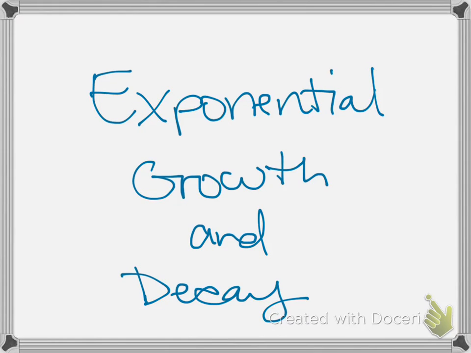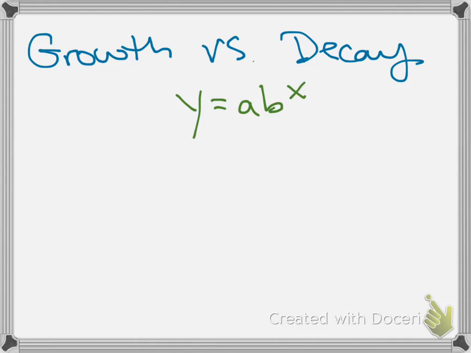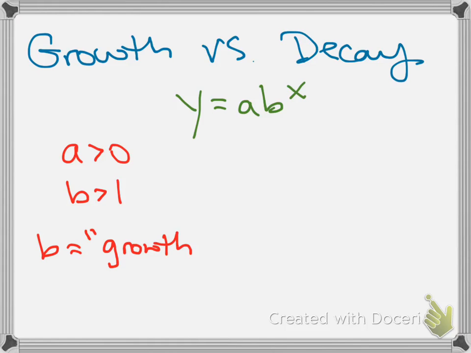In this video, we're going to talk a little bit more about the differences between exponential growth and decay. So in the last video, we determined what made the difference between an exponential growth model and an exponential decay model. We said that if we have our exponential equation y equals a times b to the x, and a is greater than 0 and b is greater than 1, then we have exponential growth. And if that is the situation, then we call b the growth factor, because its value determines how quickly our model is growing.